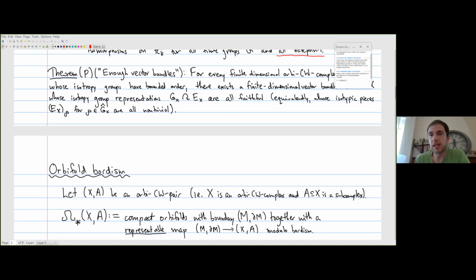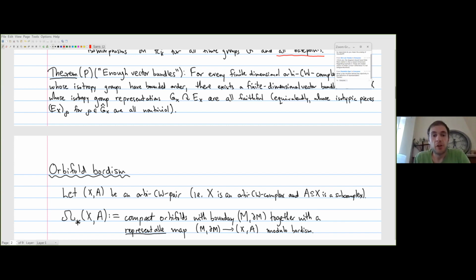And so then we can define this bordism group, directly generalizing what we would say for just the bordism group of an ordinary CW pair, which is that we just take compact orbifolds with boundary and a map from M to X, which sends the boundary of M into A. And these are considered modulo bordism.